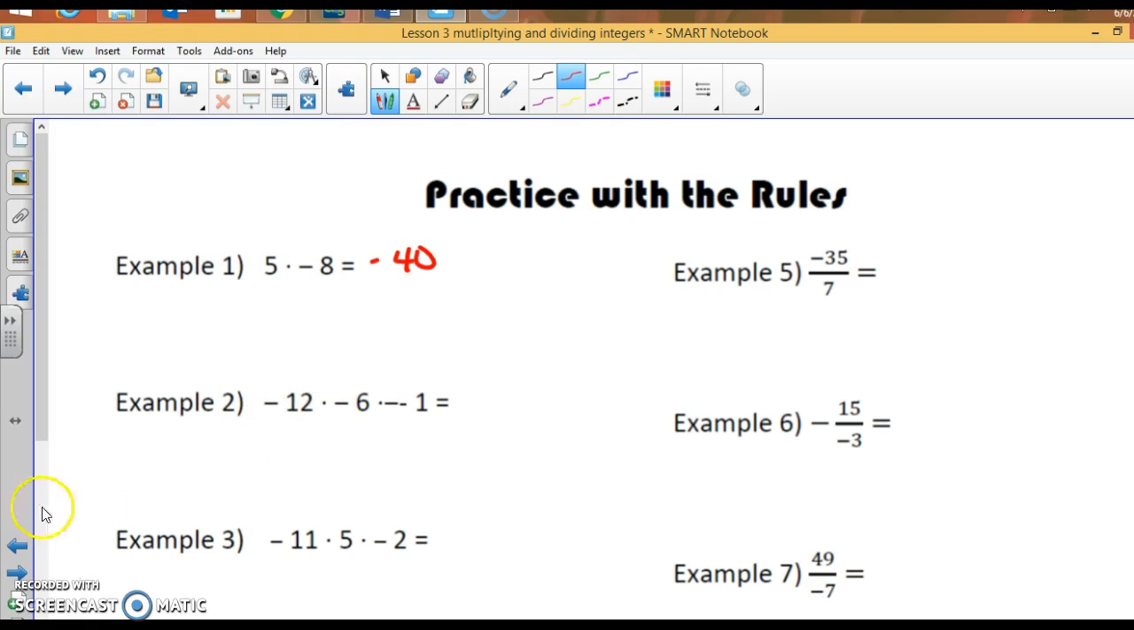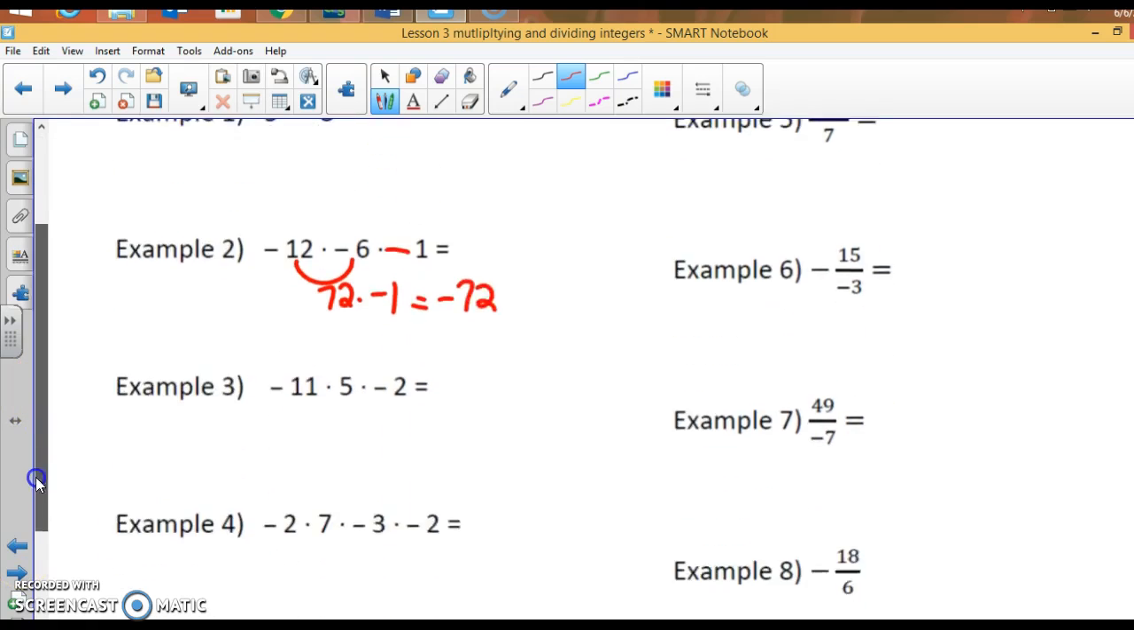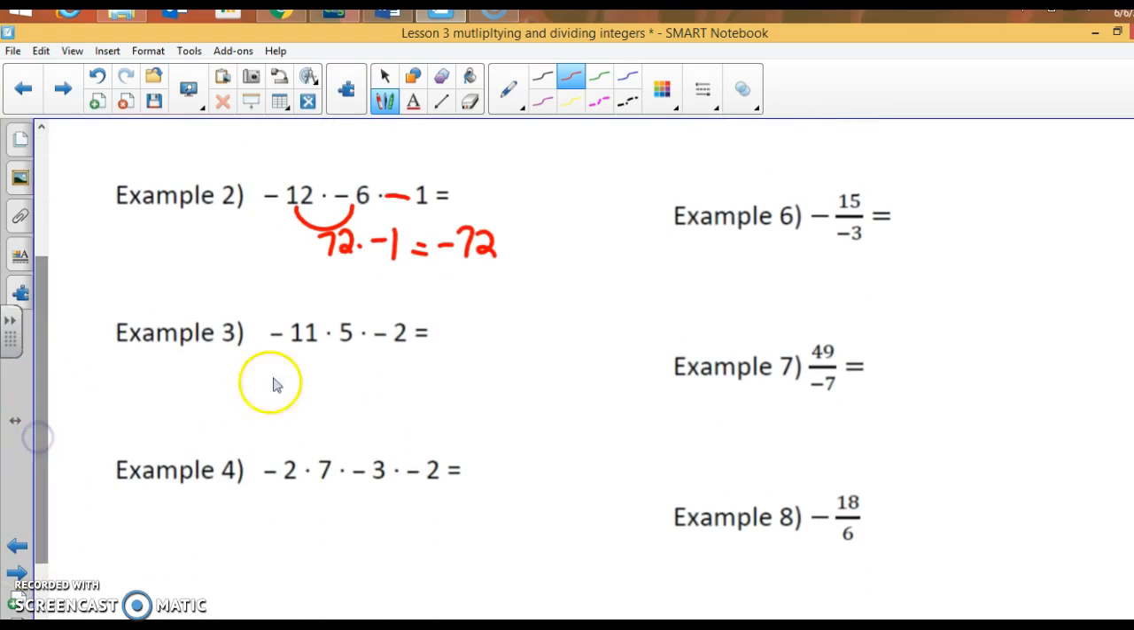-2 times -6 times -1. This will be +72 times -1 is -72. Again, there's another shortcut. If you are multiplying or dividing and you've got an odd number of negatives, your answer will always be negative. Because every 2 negatives kind of cancel each other out. This one: -11 times 5 is -55 times -2 is +110. Again, 2 negatives gives you a positive.